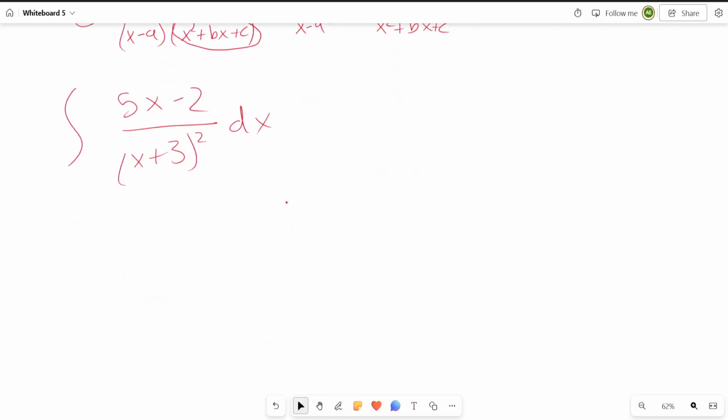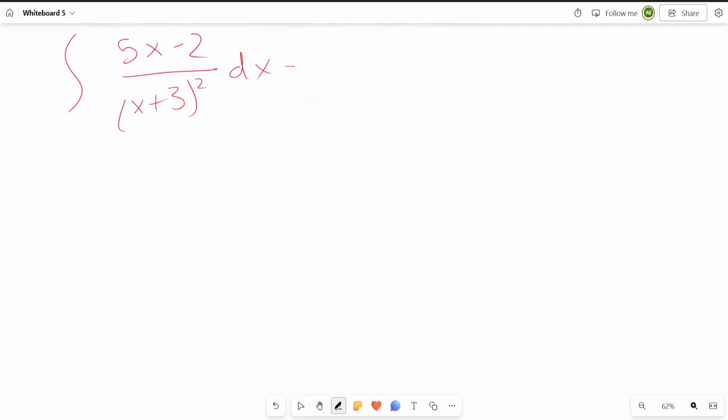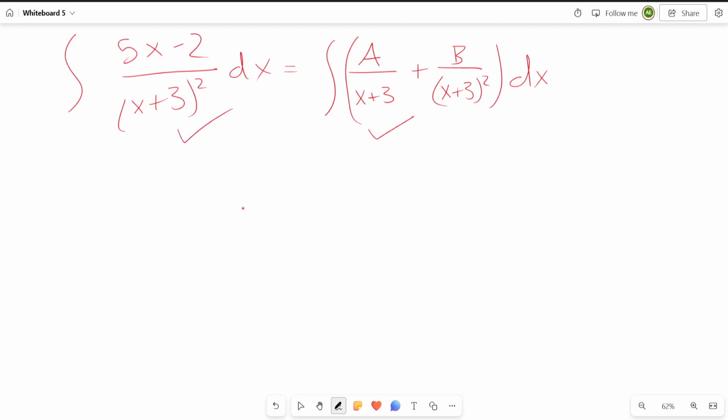Because if you look, this is a repeating linear factor, and for repeating linear factors, we do something like this. So this is going to equal the integration of a over x plus 3 plus b over x plus 3 squared. If you want a video of why does this work, I will show you. Probably I'll upload a short after this video showing why does this happen. Okay, so let's get into what we will need to do.